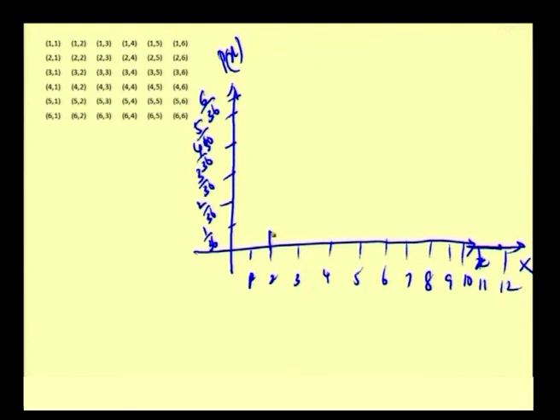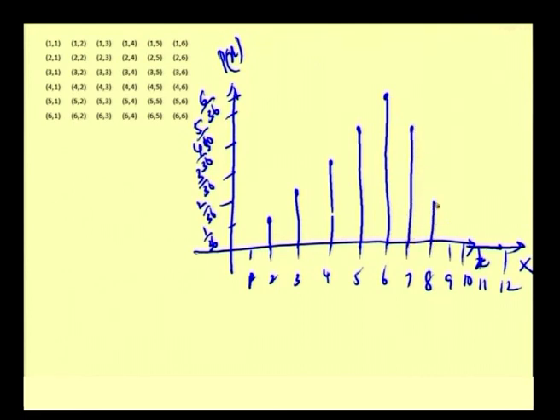So, for 2, the corresponding probability line is 1 by 36. Similarly, for 3 it is 2 by 36, for 4 it is 3 by 36, for 5 it is 4 by 36, then 5 by 36 for 6, 6 by 36 for 7, likewise for 8 it is 5 by 36, for 9 it is 4 by 36, 10 is 3 by 36, 11 is 2 by 36 and 12 is 1 by 36. This is the probability chart.